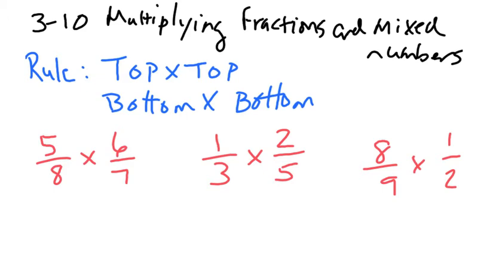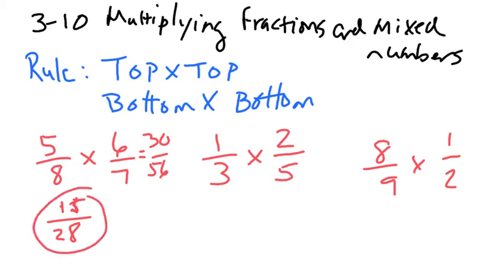The first one, 5/8 times 6/7. Well, 5 times 6 is 30. 8 times 7 is 56. Can you reduce that? Yes. They both divide by 2. 15 over 28. Can you reduce that? Well, 15 divides by 5 and 3. 28 doesn't divide by 5 or 3, so that's all the way reduced.